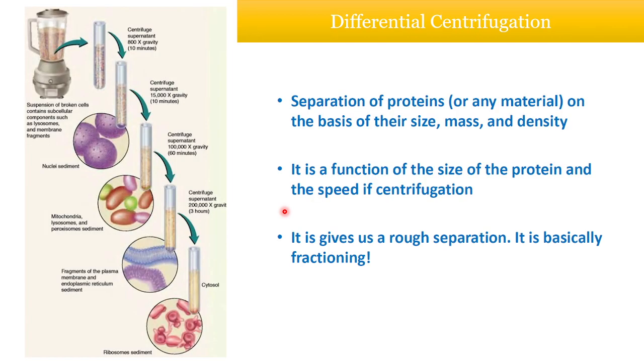Differential centrifugation is, just as I mentioned previously, centrifuging at different speeds, at different RPMs. You can separate out the cell organelles from your particular protein. So it is separation of proteins or any material on the basis of their size, mass, and density. It is a function of the size of the protein and the speed of centrifugation, and it gives us a rough separation. It is basically fractionation.